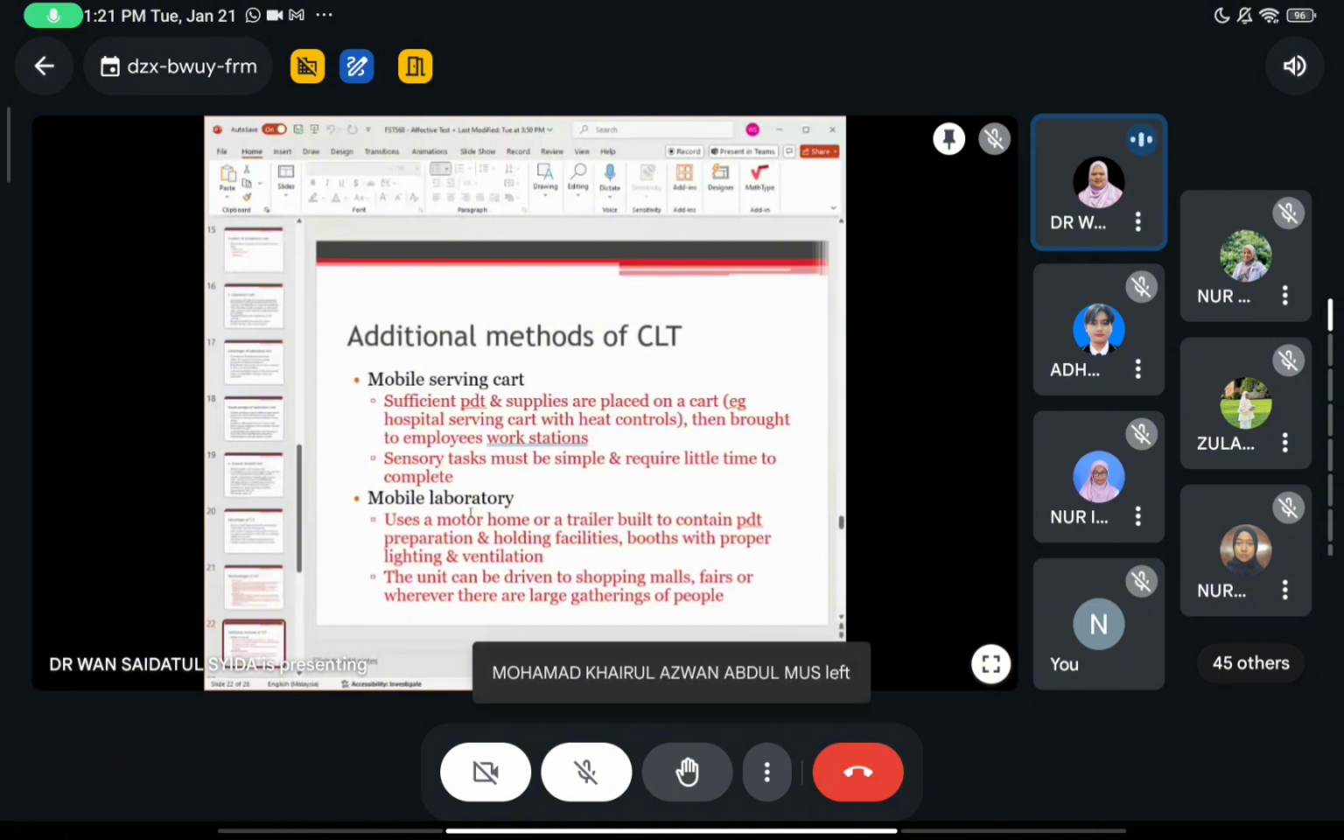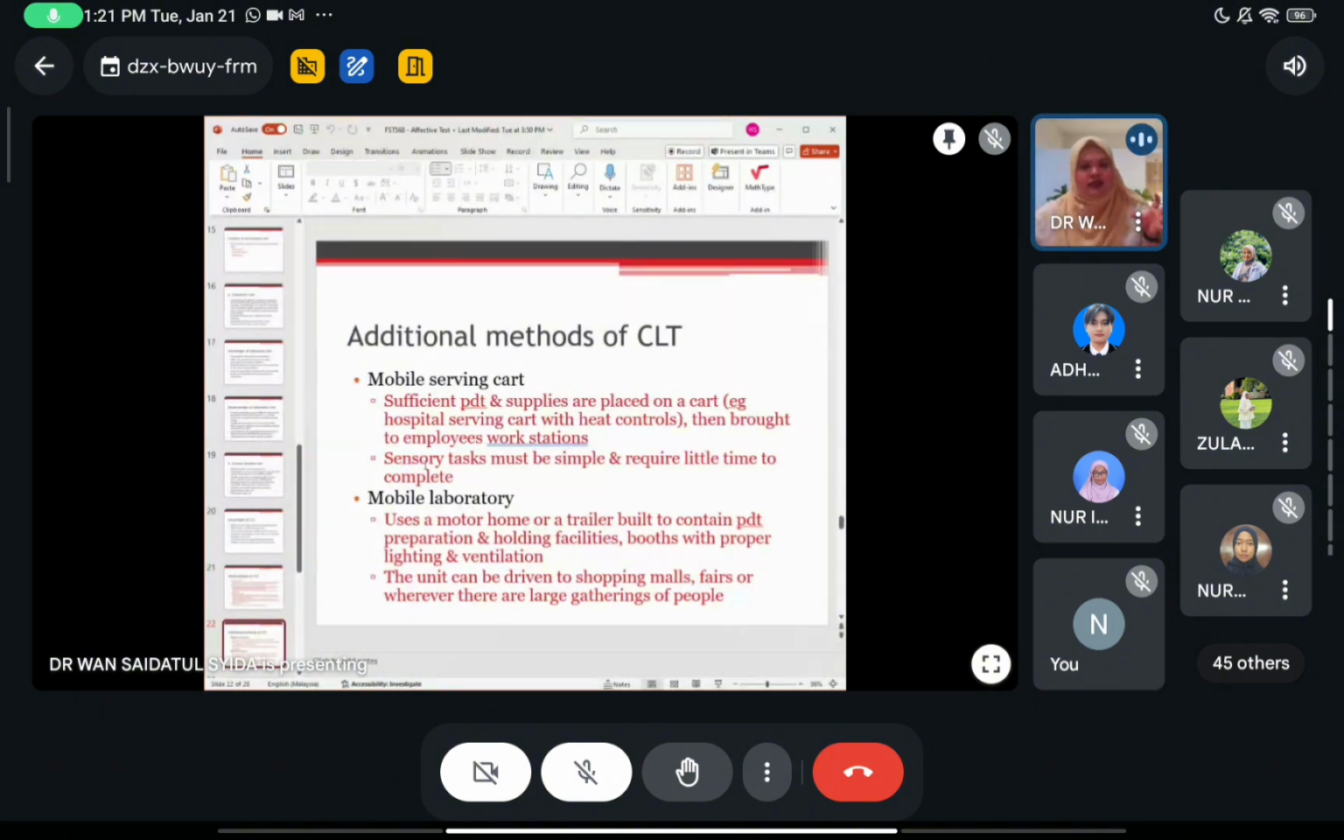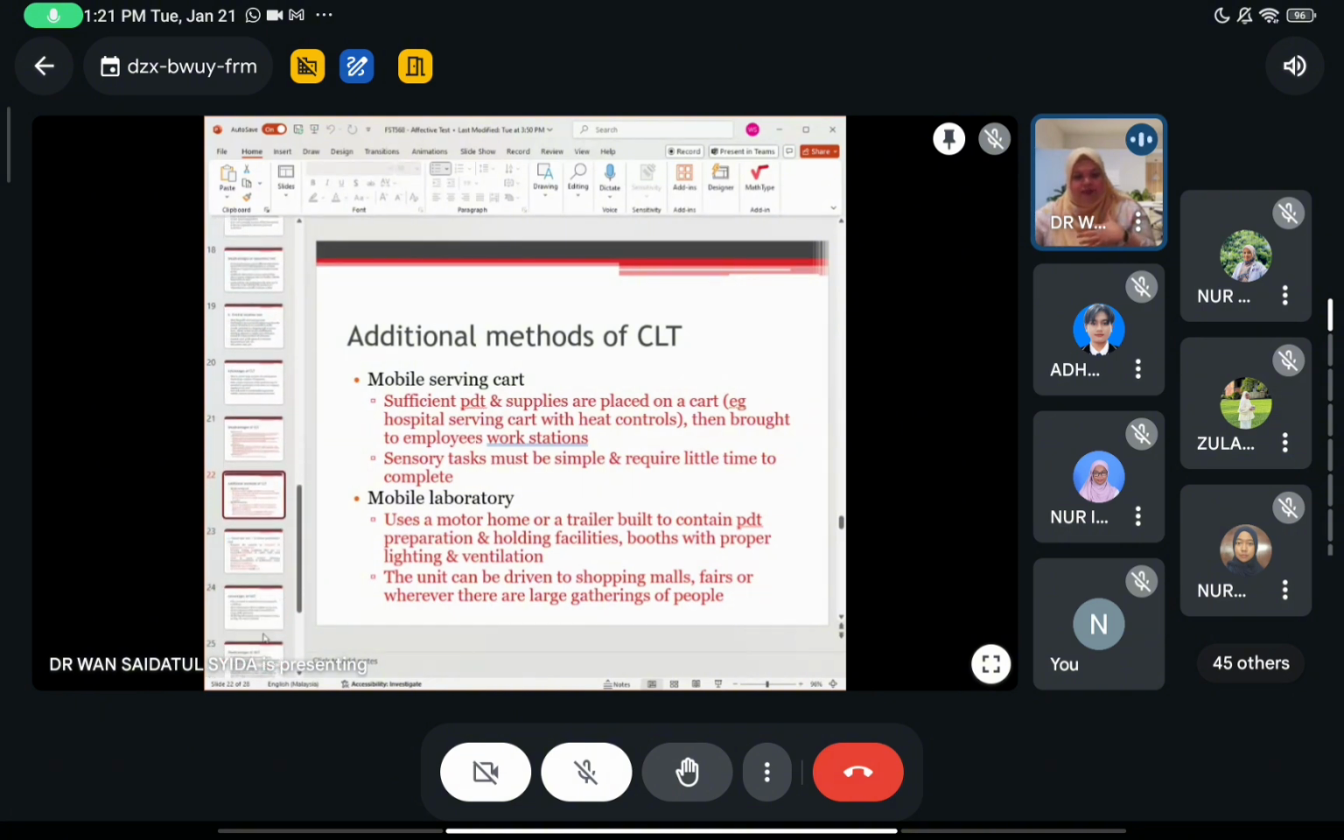Whether we can use the serving cart, where all the products and additional materials, maybe your microwave, maybe some of the utensils will be placed on the cart. Okay, so you have to know, or you can have the food truck, motor home or the trailer, but we call it a mobile laboratory. So these are the additional methods.